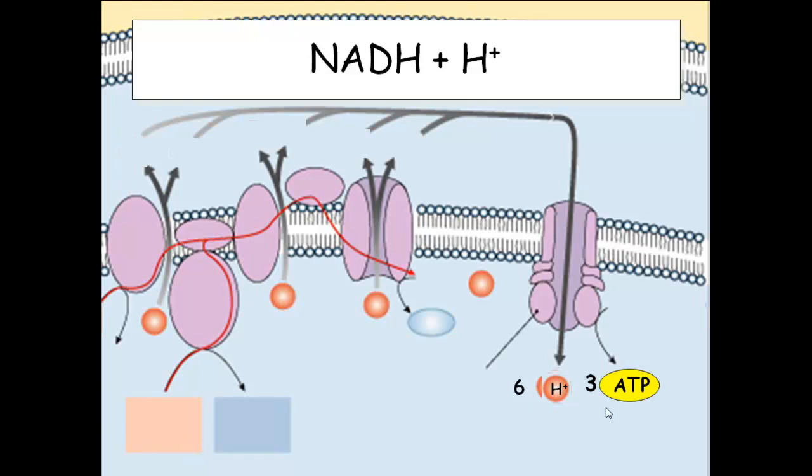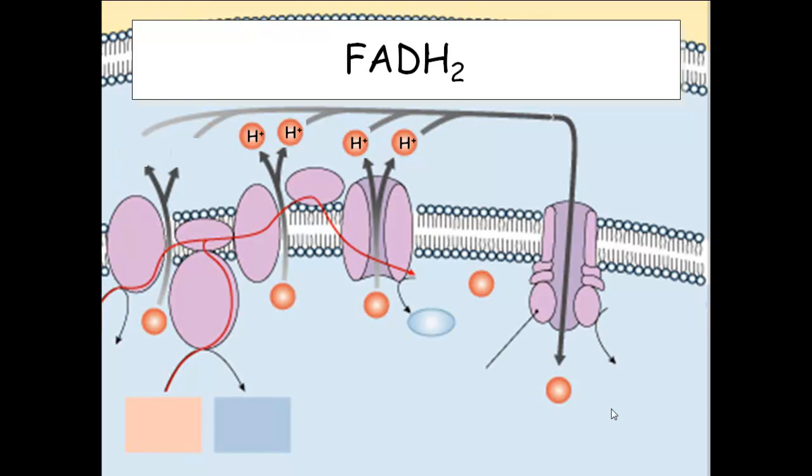Okay, now that's with NADH. What about FADH2? Now, how many protons does FADH2 pump out? Four. So how many ATPs am I going to get per FADH2? Two. Because here I've only got four of these, right? Four come in, and so I get two ADPs converted to two ATPs.